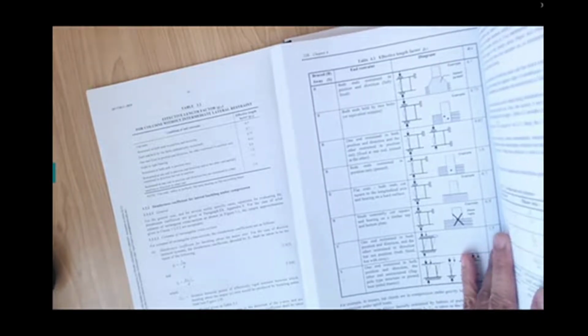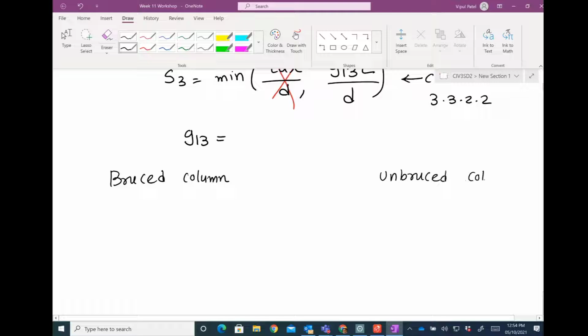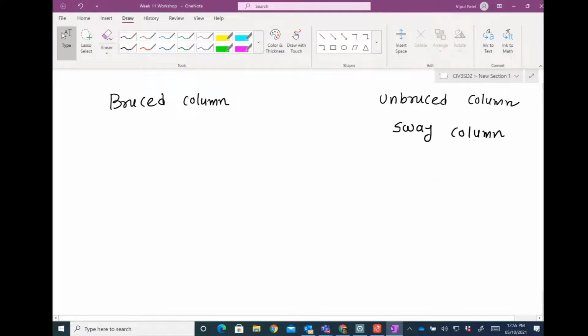So first I'd like to explain the word braced column or unbraced column, or standards also say sway columns, right? That is also the word. Now what are braced columns? So let's say you have timber columns here like this in the frame, right? These are your columns.